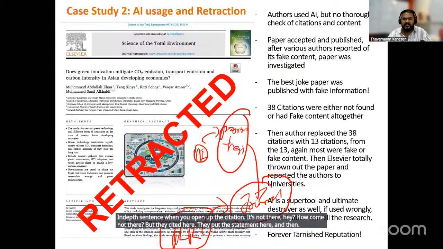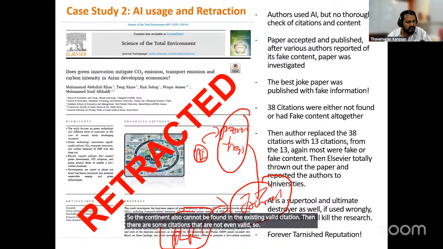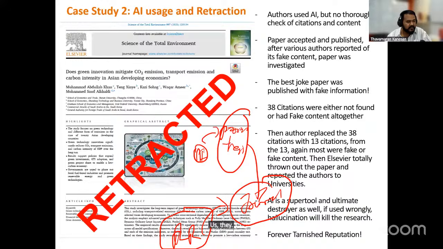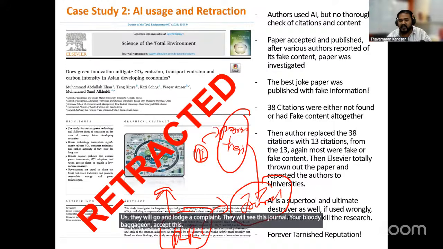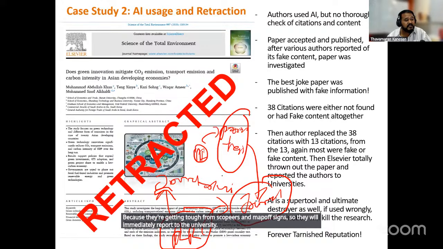And then when they go through the reference list, they want to find some paper and problem statement, and especially this is what happens: they cannot find that paper. So the content also cannot be found in the existing valid citations. Then there are some citations that are not even valid. So then all these readers will go and lodge a complaint. They will say, you bloody journal, you accepted this paper because of so much fake information. So the journal will panic because they'll get kicked out from Scopus and Web of Science. So they will immediately report to the university. Why? Because the university shouldn't include that in their QS ranking or Times Higher Education ranking, because journals are included. So they'll report that first.